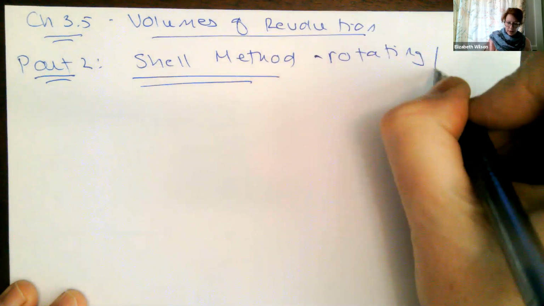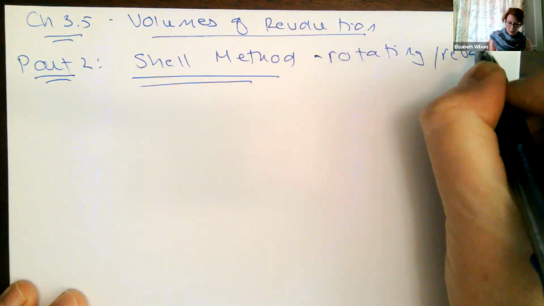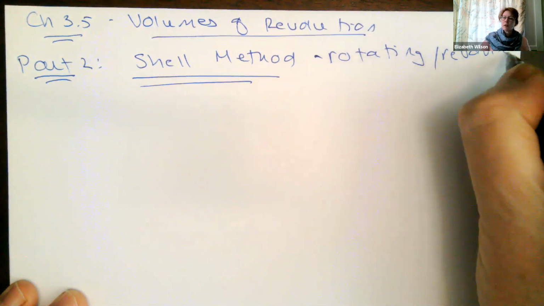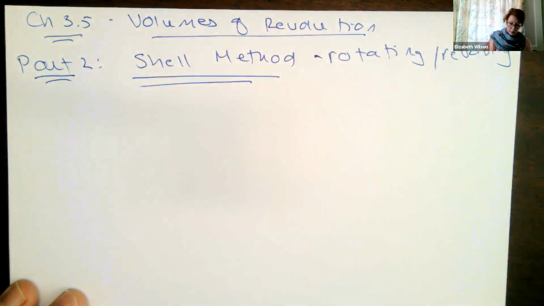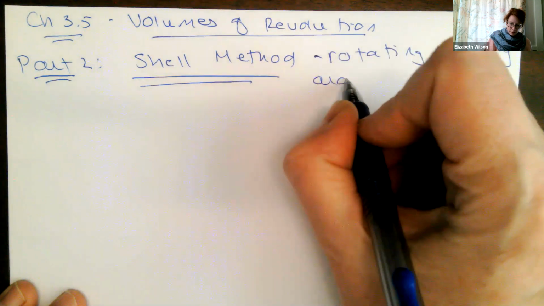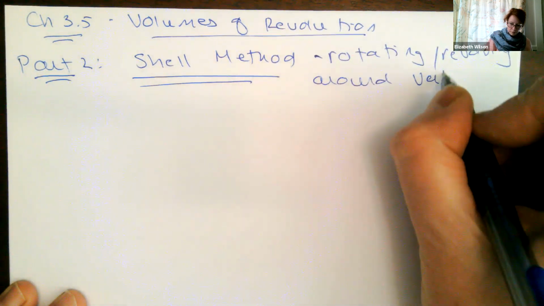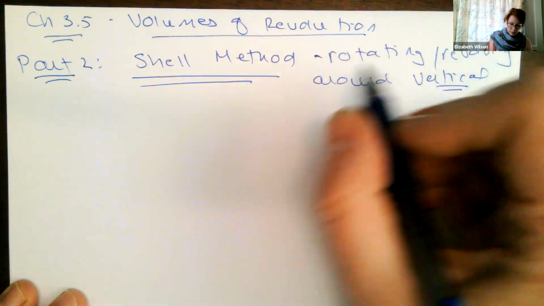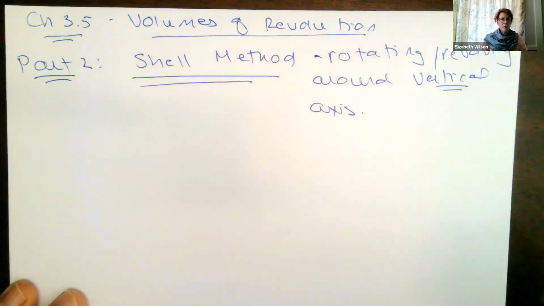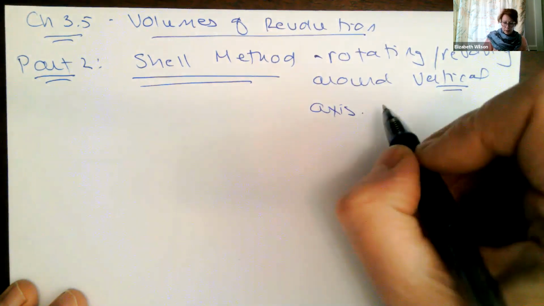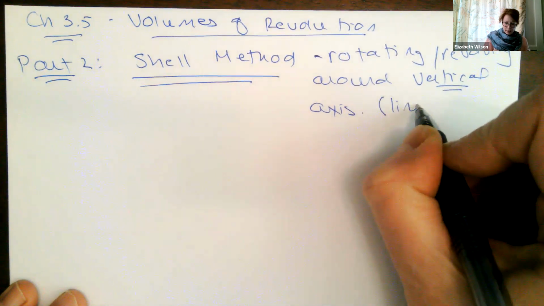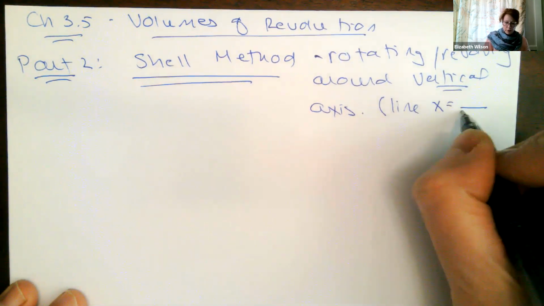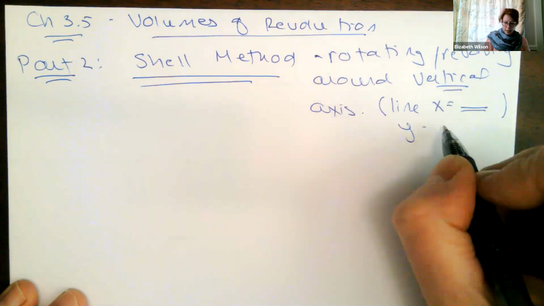I'm using the terms rotating and revolving as kind of synonymous: rotating, revolving around a vertical axis. So in this case, we're going to see things like going about the line x equals some number, or about the line y-axis.